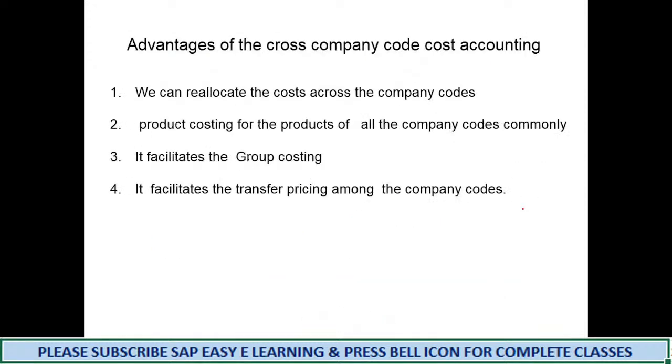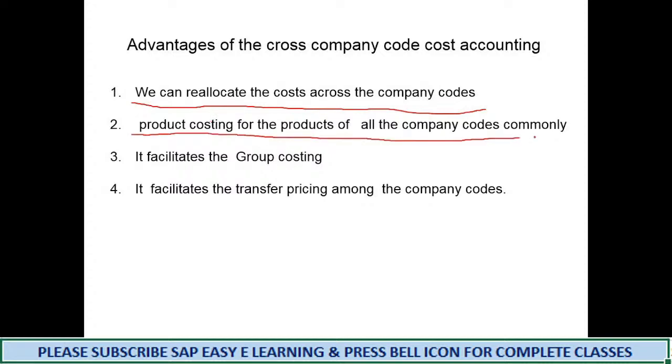So what are the other advantages of cross company code cost accounting? We can reallocate the costs across the company codes. Means you can transfer the expenses from one company code to another company code. Product costing for the products of all the company codes commonly. Means suppose if both the company codes are producing same products, in that case the product costing becomes easy.